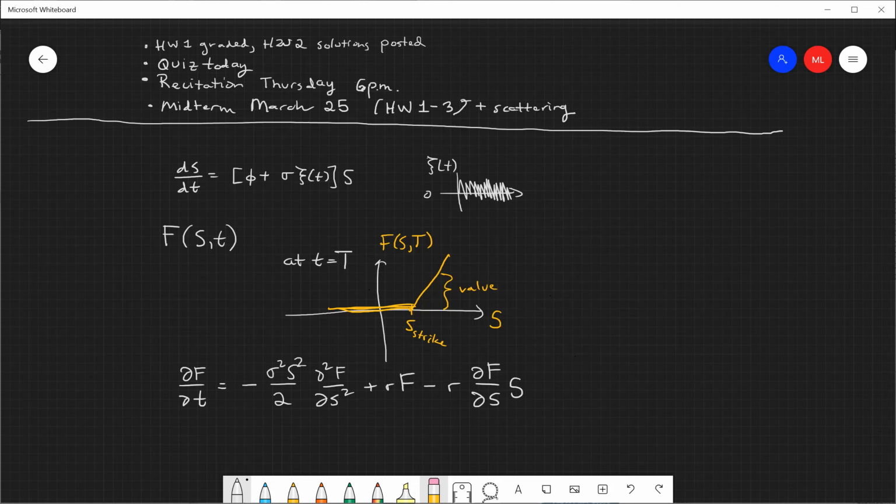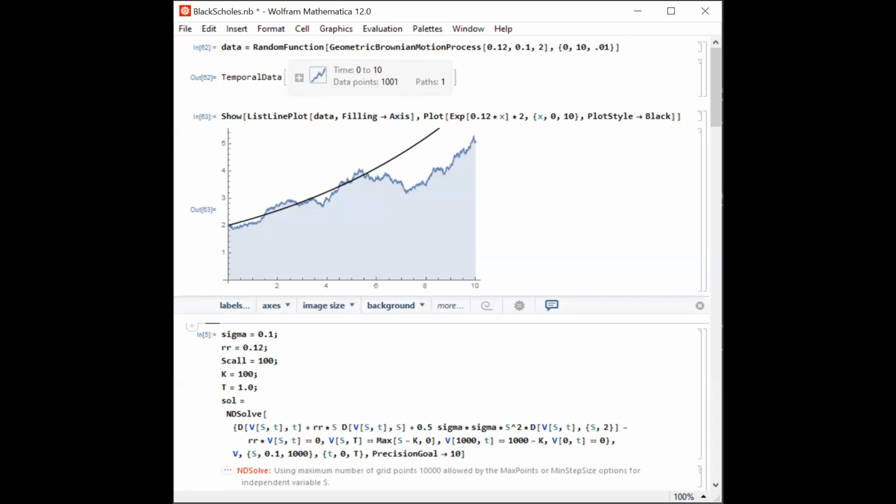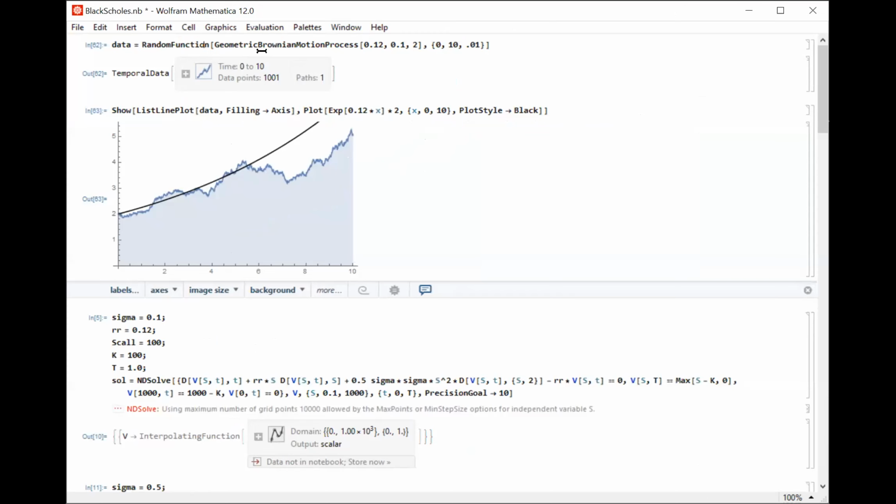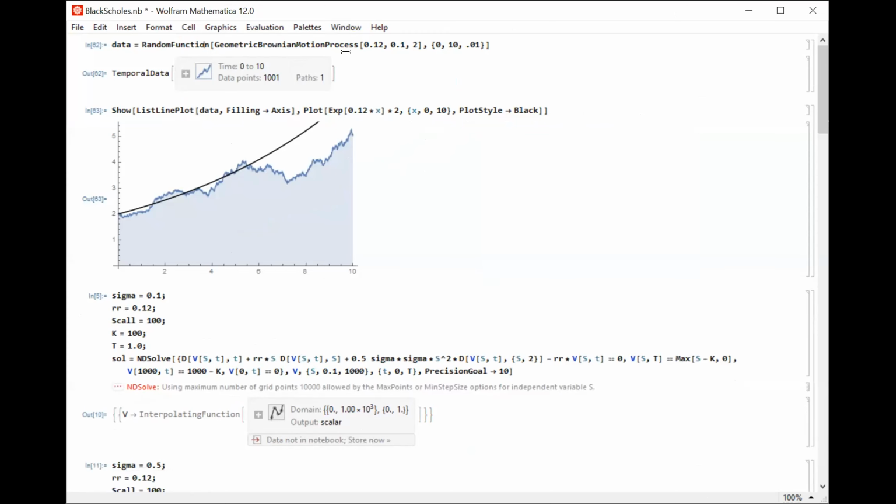So let's look at that. It's kind of fun to play around with the mathematics of this. So here, I just want to show you some examples of this geometric Brownian motion that describes the stock. And here, the return rate is 12%. The sigma, the volatility, is 0.1, and this is the starting value of the stock.